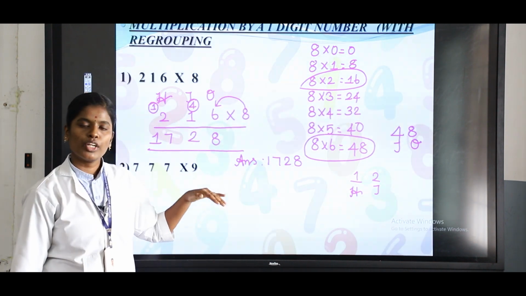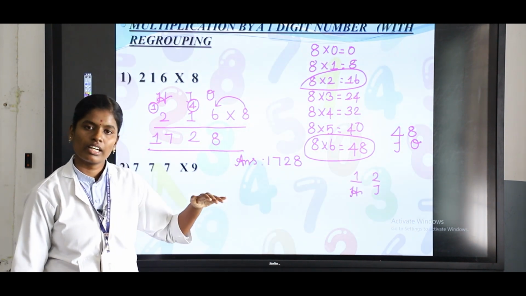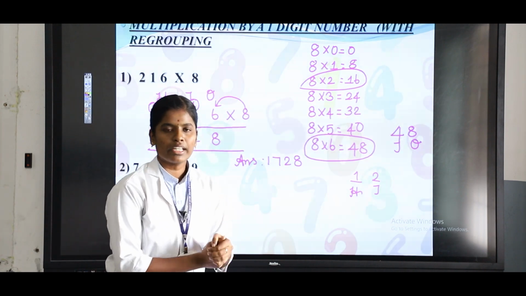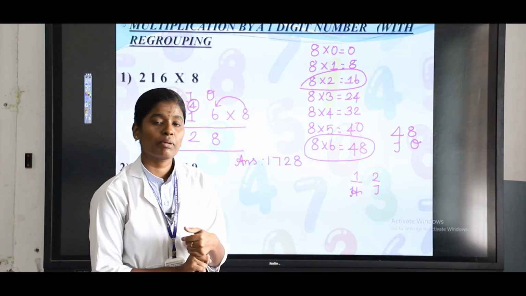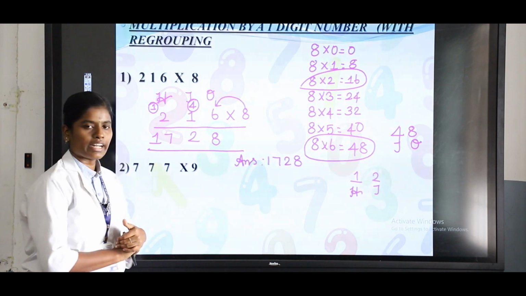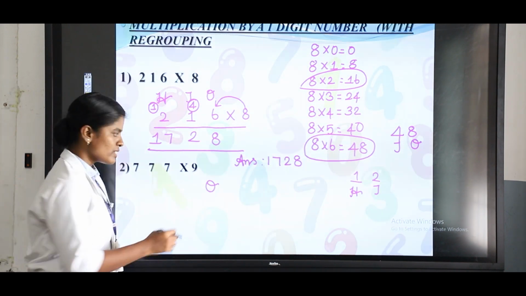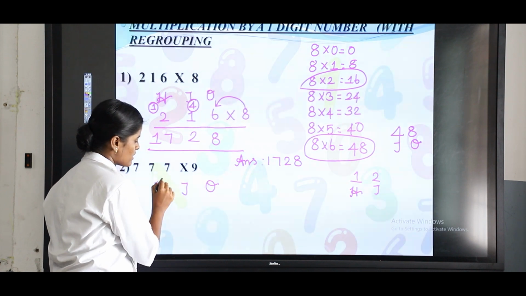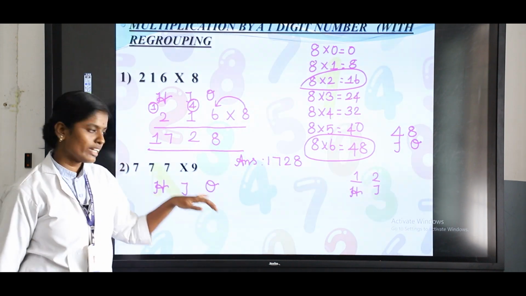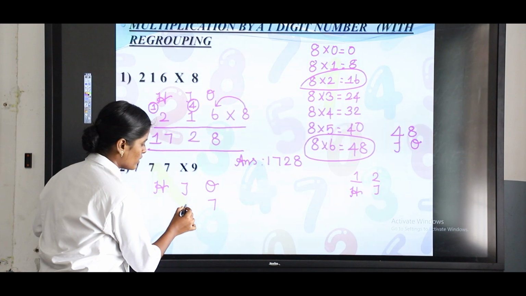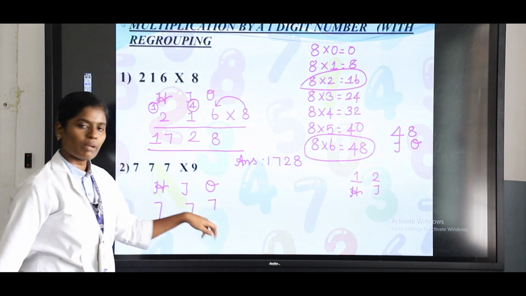Take 777, 777 multiplied by 9. So first you will write the place values. The first place value is ones, the second place value is tens, the third place value is hundreds. So write the number 777 and multiply by 9.